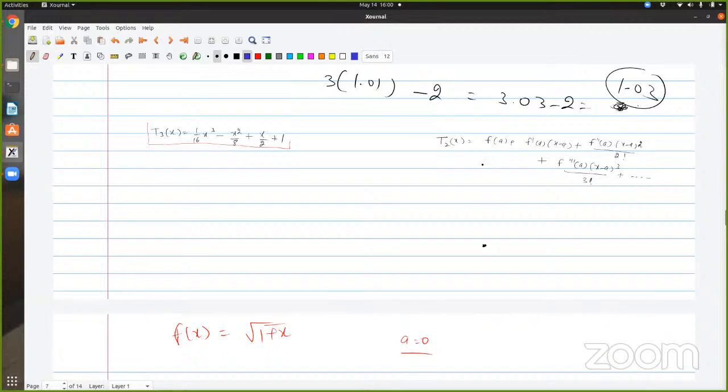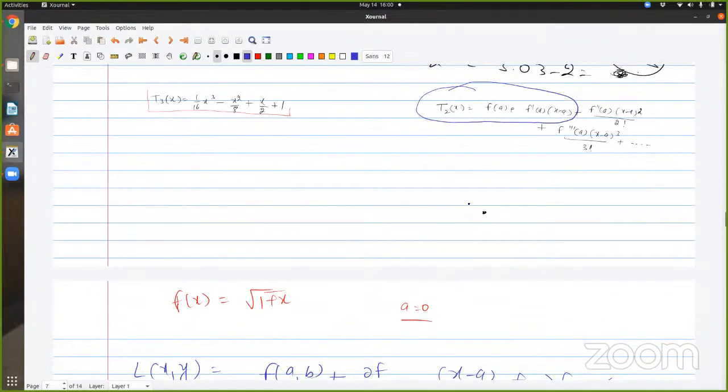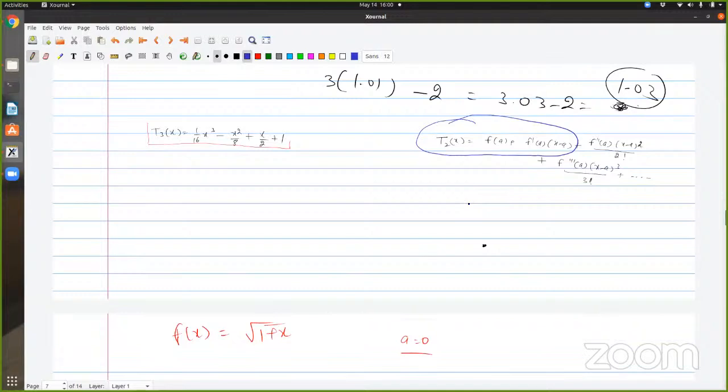Ma'am, I am solving it, but I am getting a different answer. Okay, what are you getting? Ma'am, it's the factorial in the denominator. What did you use? Only 2. Yes, this is 2 factorial. So if it is the next term, that will be 4 factorial and so on. Okay, ma'am, thank you. Are you now getting the correct one? Yes, ma'am. Okay, good.